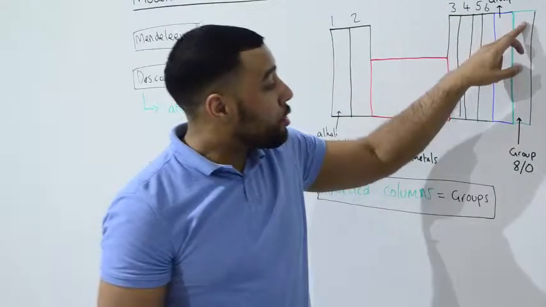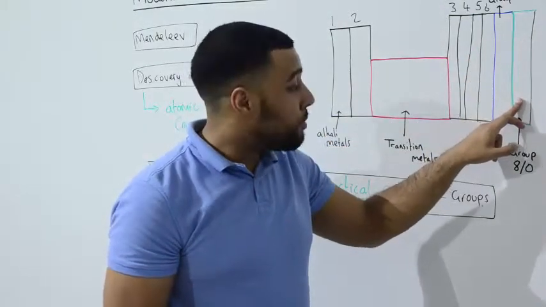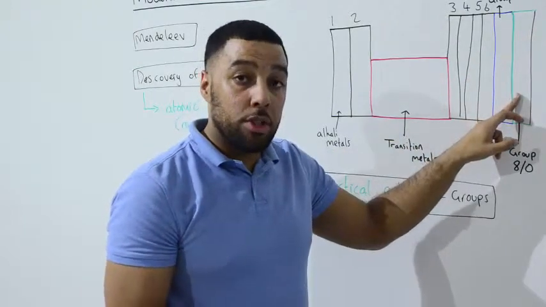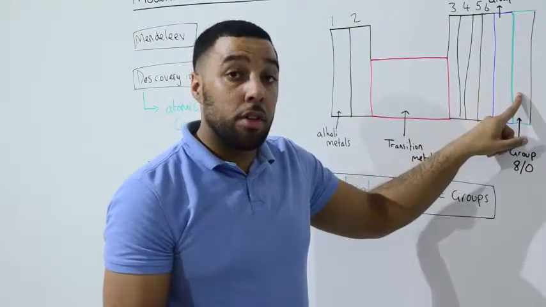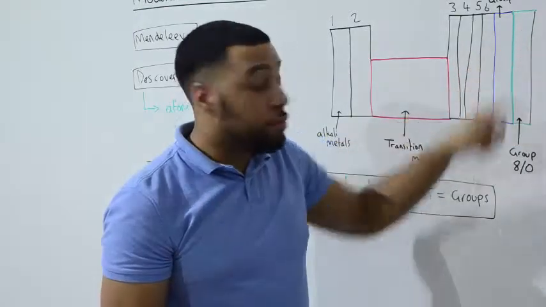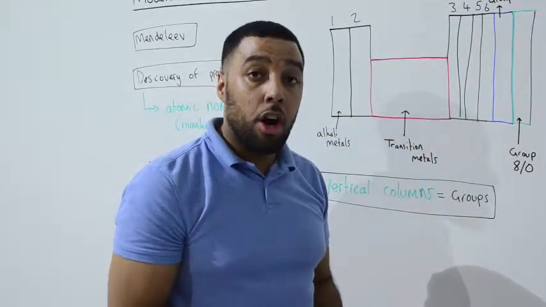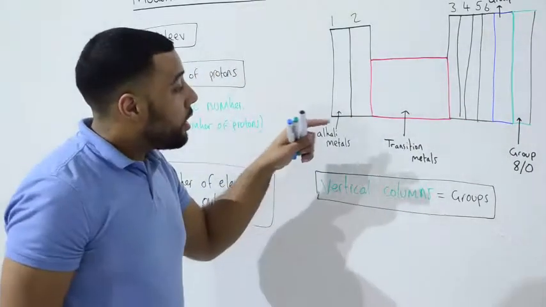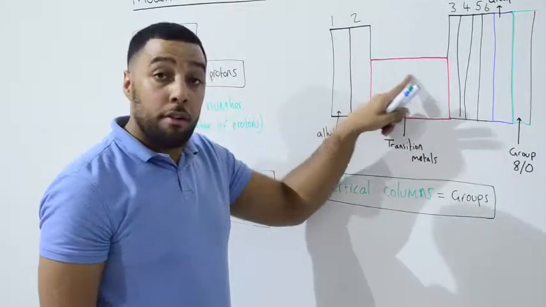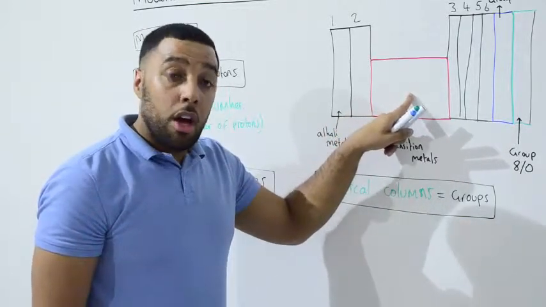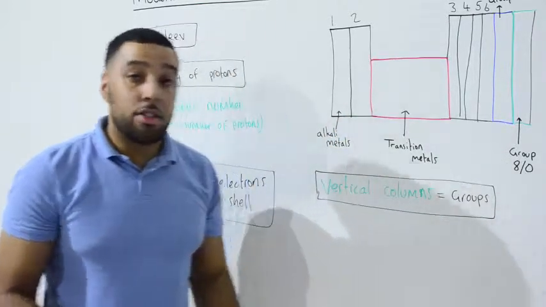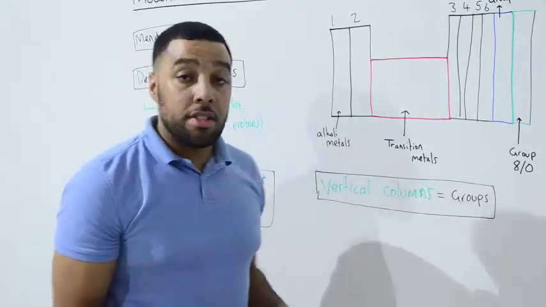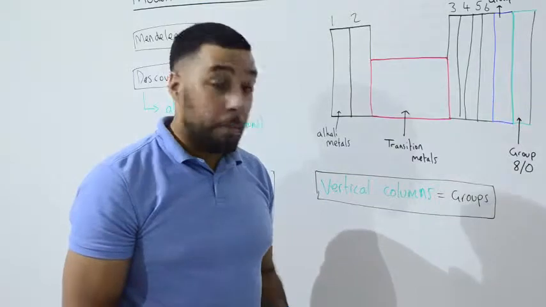Just like if we look at group 8 or group 0, the noble gases, they all have a complete outer shell. Their outer shell is full. That means that all of the group 8 elements are unreactive. This section in the middle of the periodic table, we call these the transition metals. And we'll come across these transition metals in later videos.